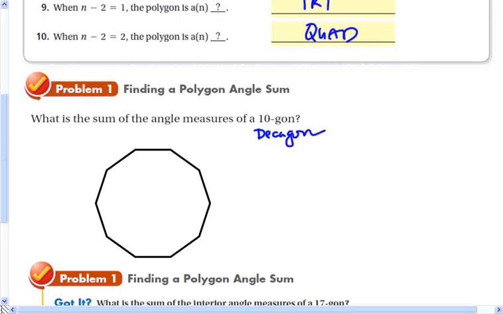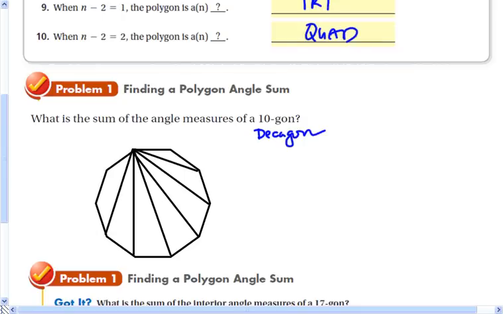The way we can go about figuring that out is, if I draw from one vertex all the possible lines that connect it to the other vertices, I can connect to every vertex except the two that are right next to it. So I can connect to 10 minus 2 vertices. And each of those makes a little triangle, and the number of degrees of the angles in any triangle is 180.